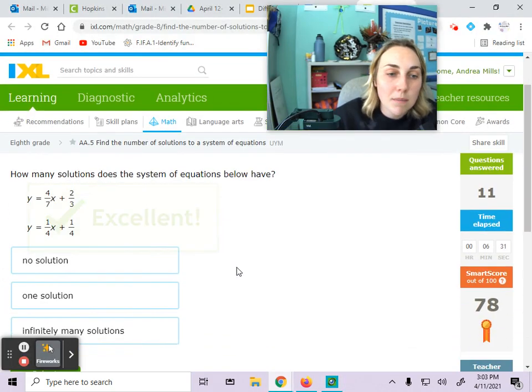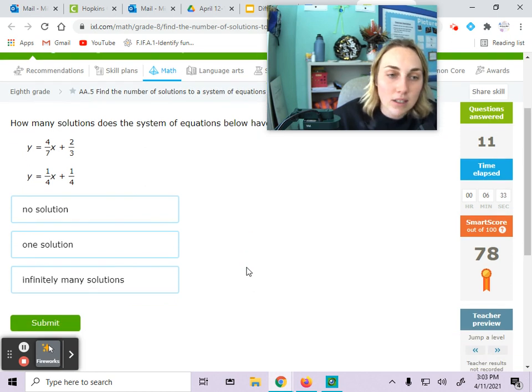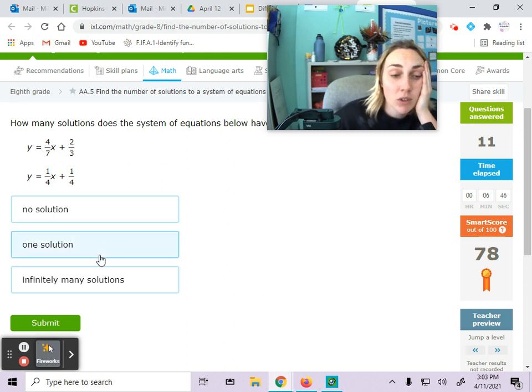I'm going to do one more example of that, and then y'all are going to be good to go. All right, so both of these are in slope-intercept form, so I don't have to do what I just did. They do not have the same slope. They do not have the same y-intercept. They're both completely different, so they're going to have one solution.